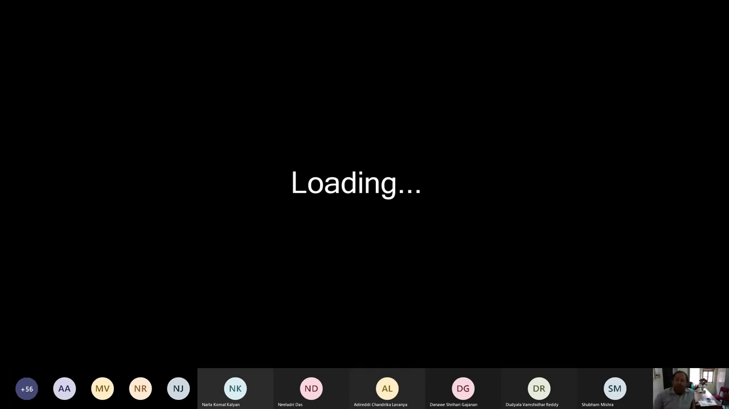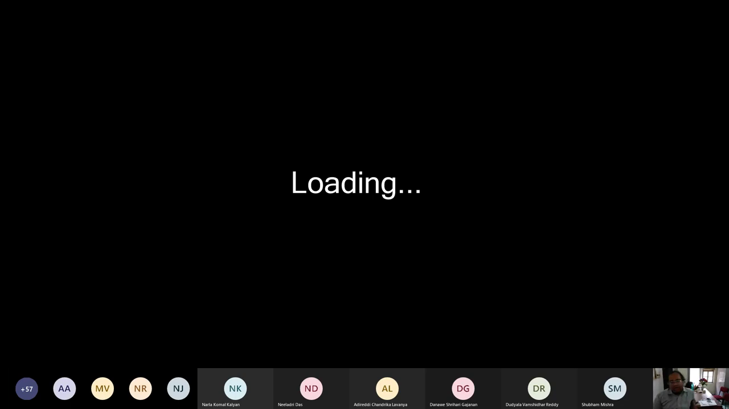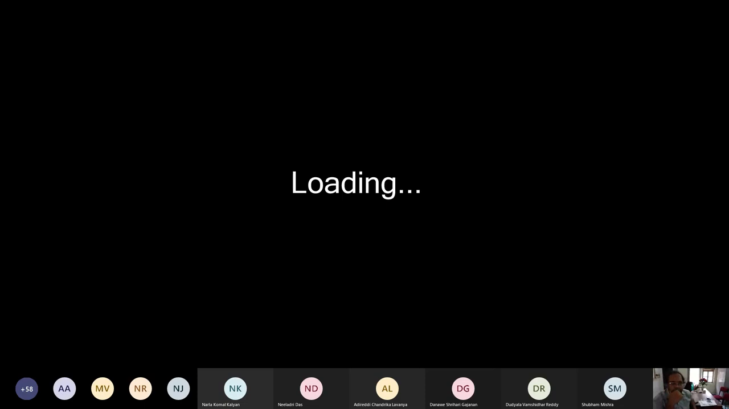So today, starting from that point, we'll also look into how you can generate or design the routing tables, or how the internet actually forms the routing table when different machines are interconnected. To start with, here is a sample problem, a kind of practice problem, or a part of it, that we are going to solve.